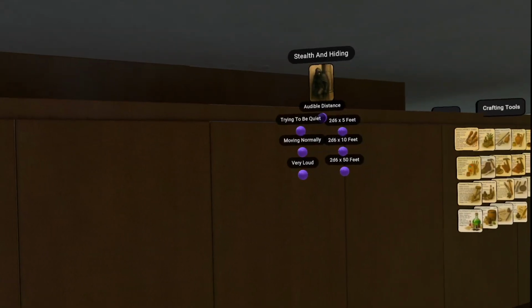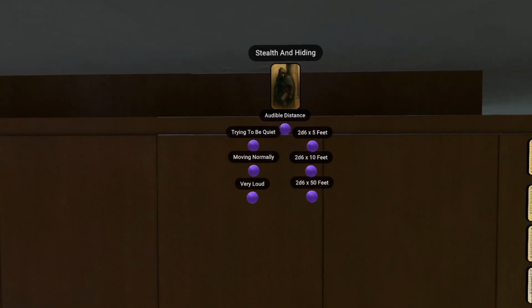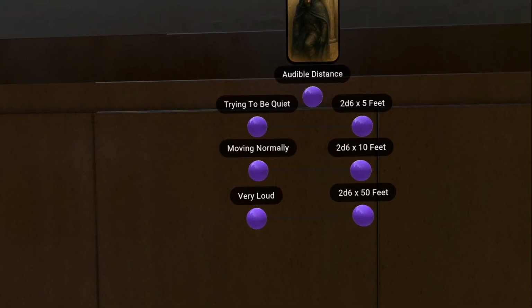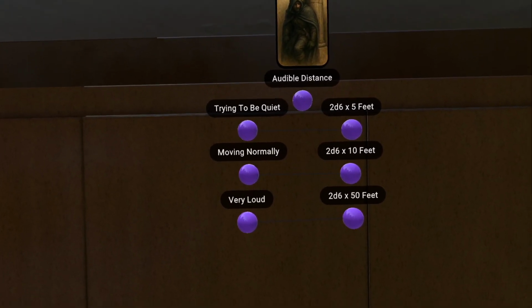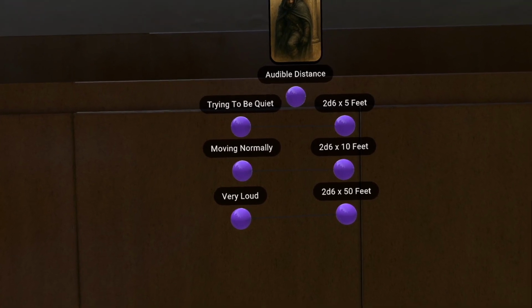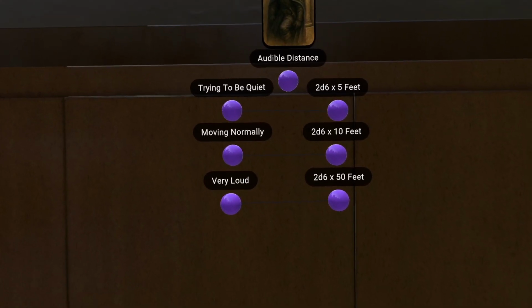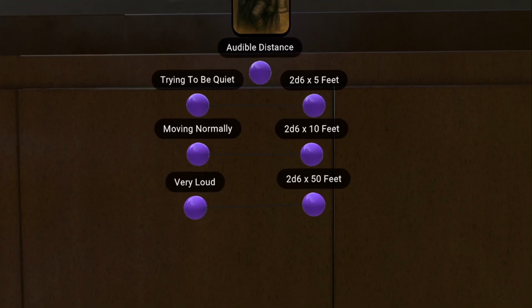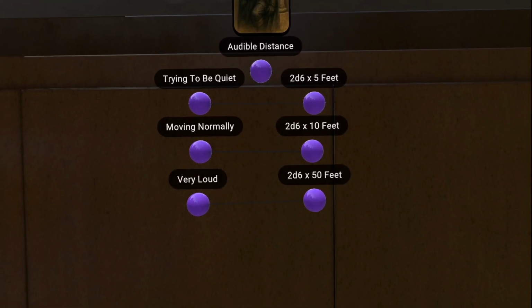Stealth and hiding I've got over there. I haven't done much on that yet, but that just gives you a little bit of information about audible distances. And I think that's the distance as to when you'll be noticed by an enemy. If you're trying to be quiet, then you roll a 2d6 times 5 feet to see if you're spotted or not.